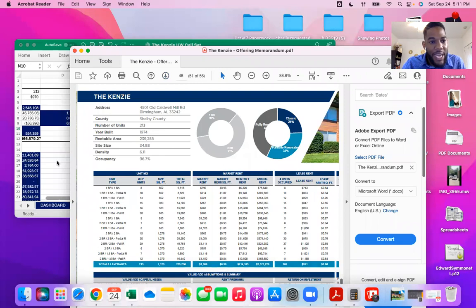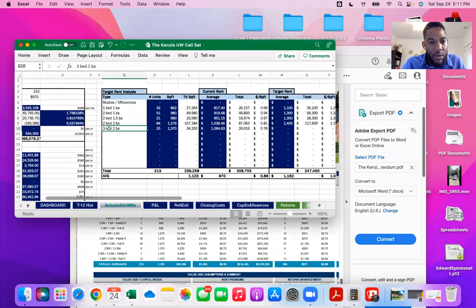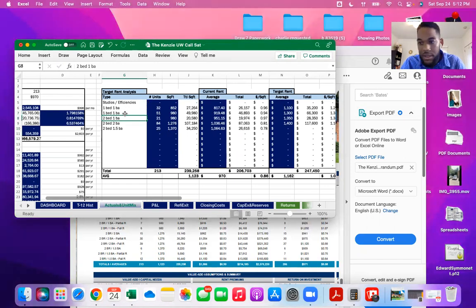Guys, I think that was a typo. It's actually 2 bedroom, 1.5 bath here. So this is supposed to be 2 bedroom, 1.5 bath. This is supposed to be 2 bedroom, 1 bath. And this is supposed to be 1 bedroom, 1 bath. So we got the 2 ones right here, 2 2s, 2 1.5.